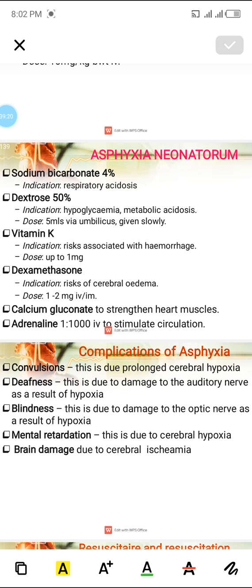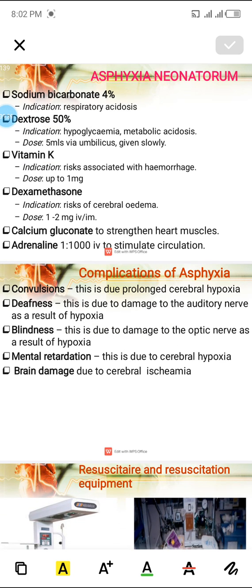Then vitamin K, we are using it because of hemorrhage, because babies with asphyxia tend to bleed in the brain, so you're able to give them vitamin K. Then what about dexamethasone? You give it because of the risk of cerebral edema. Then calcium gluconate to strengthen the heart muscles. Then adrenaline, why do you give it? To stimulate circulation.